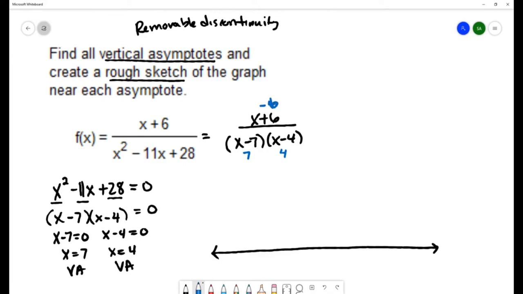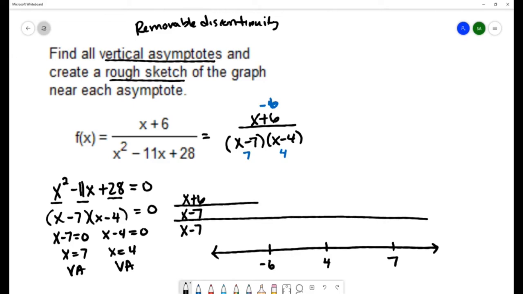We're going to put those numbers on this number line. That's negative 6, 4, and 7. I'm making sure to put them in order from smallest to largest because our number line goes from left to right, smallest to largest. And over here, I'm going to list the factors that we have. We have x plus 6, x minus 7, and x minus 4. Let me draw a little grid for these different factors.